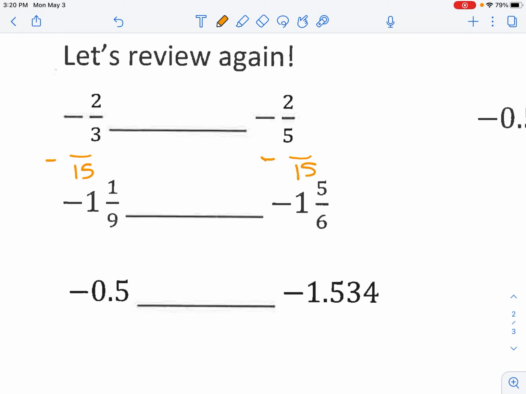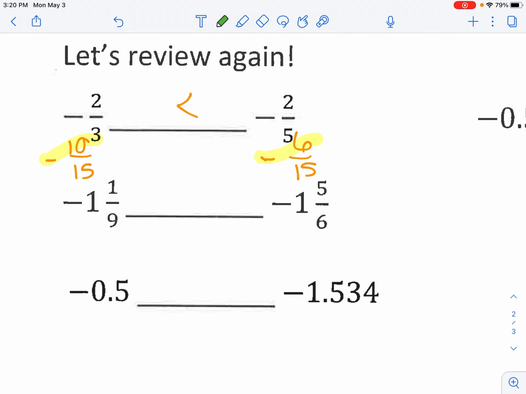So on the left side, I would do 3 times 5 and 2 times 5, so that's negative 10 fifteenths. On the right side, I would do 5 times 3 and 2 times 3, so that would be negative 6 fifteenths. If both of the numbers are negative and they both have the same denominator, you're only focusing on negative 10 compared to negative 6. Well, negative 10 is less than negative 6. So negative 2/3 is less than negative 2/5.